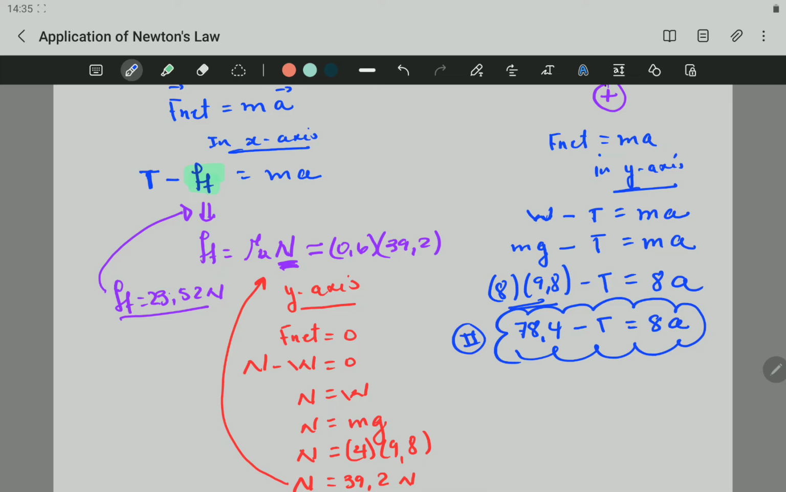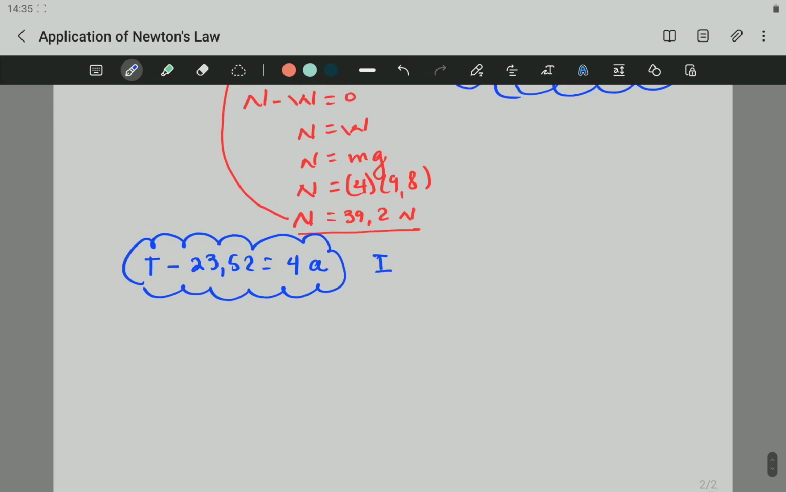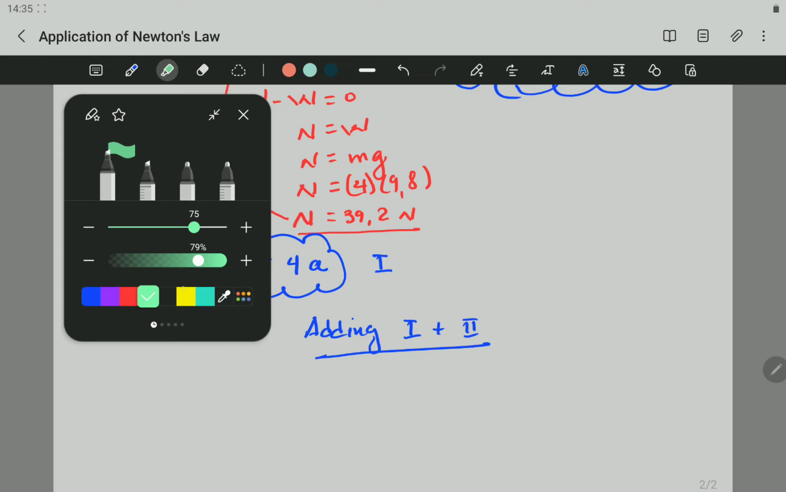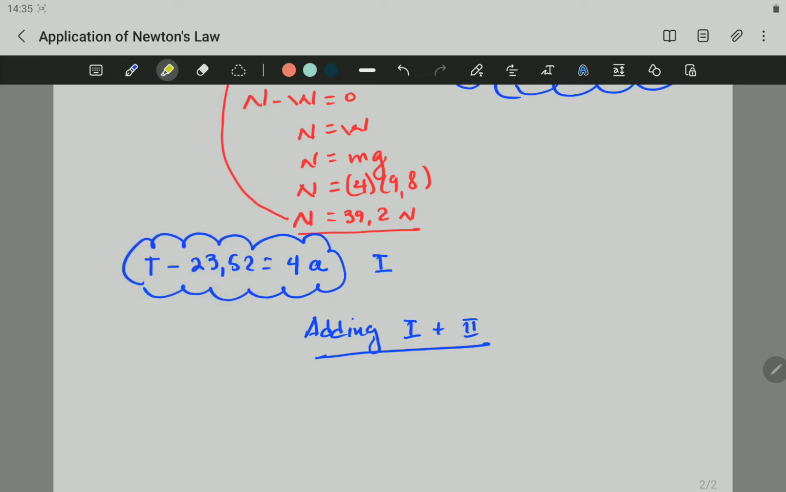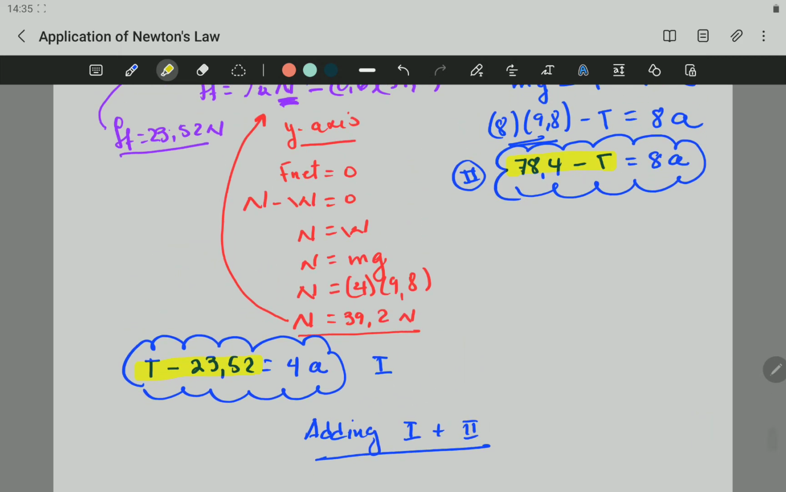So what are we going to do now? We are going to add equations 1 and 2. Okay, so I'm going to write here adding 1 plus 2. Now, when you do the adding, there are different methods. If you want, you can substitute for t, or you can use different mathematical methods. I like to add, so I'm going to add everything that is on the left-hand side of equation 1 with everything that is on the left-hand side of equation 2.